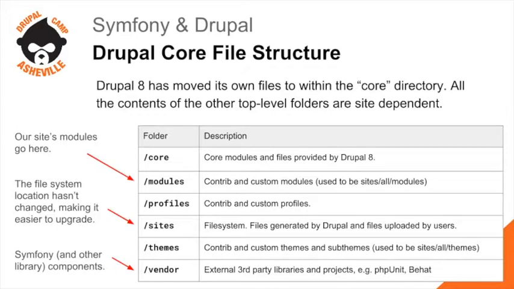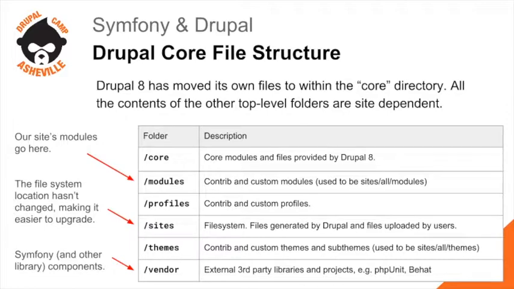So modules here at the top level are modules that you've downloaded to your website. Sites is still your file system where users upload files and where you'll put your settings.php file. Vendor, outside of core, is where Symfony and all your other downloaded components live. Themes are your site's custom themes. This is much cleaner now, where if you need to replace Drupal core, it's no longer mixed into your website, but it's just this one folder. You just replace that folder and you're done.